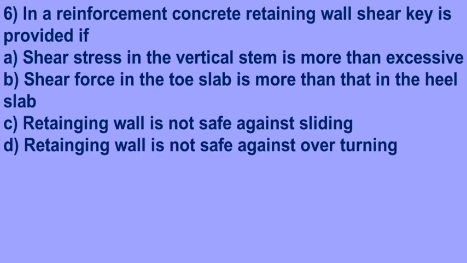Sixth question. In a reinforced concrete retaining wall, shear key is provided if option A, shear stress in the vertical stem is excessive. Option B, shear force in the toe slab is more than that in the heel slab. Option C, retaining wall is not safe against sliding. Option D, retaining wall is not safe against overturning. For answering this question, we have to know the major forces acting upon a retaining wall. So here, shear key is provided in the retaining wall to stop sliding. If the retaining wall is not safe against sliding, shear key is provided. So option C is the answer here.